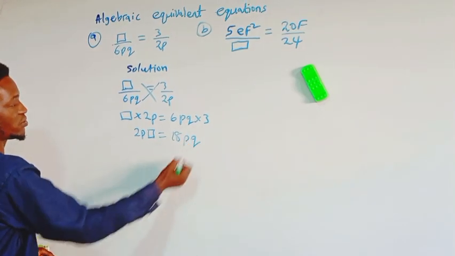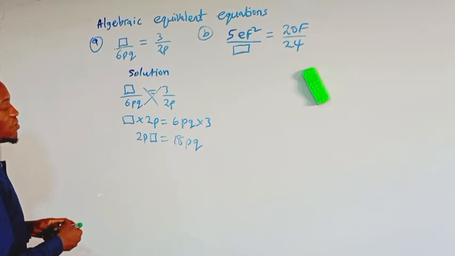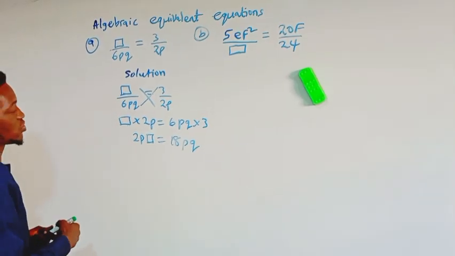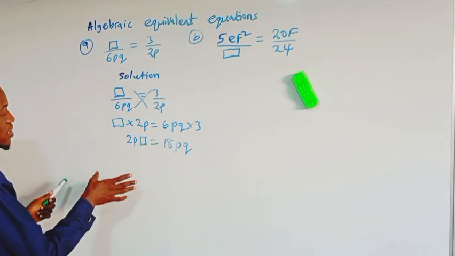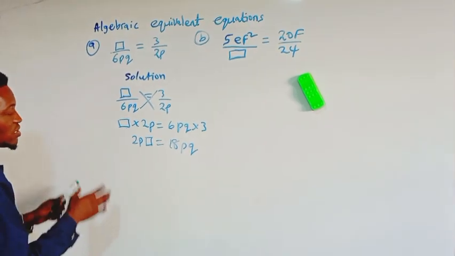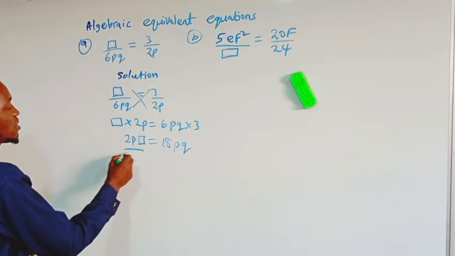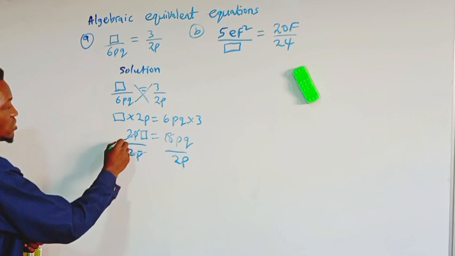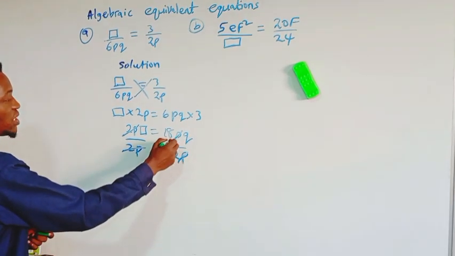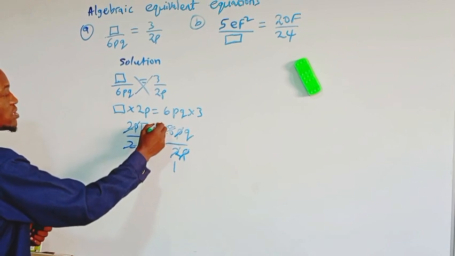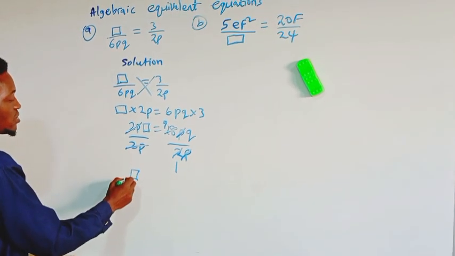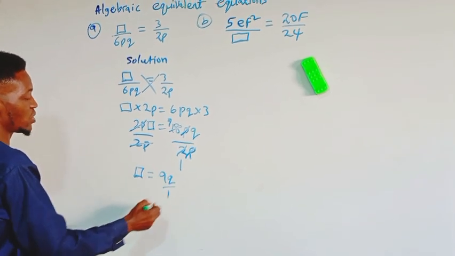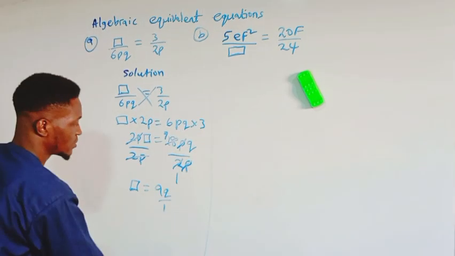So definitely we want to make this symbol the subject of the formula because we want to get the value of this symbol. The first thing is to divide by anything that is attached to it. At this point, what is attached to it is this 2p. So we divide both sides by 2p. This p cancels p, and 2 cancels 18 to give 9. So we're going to have this value equal to 9q over 1.